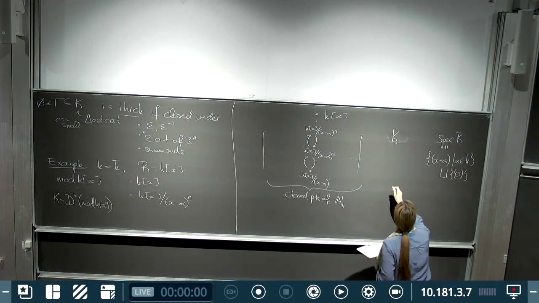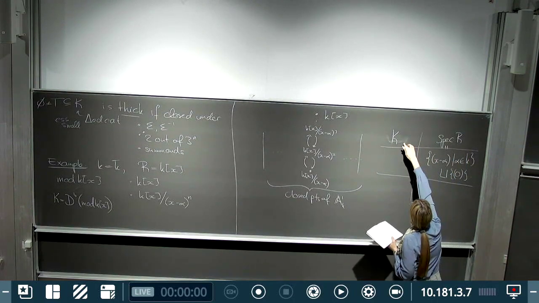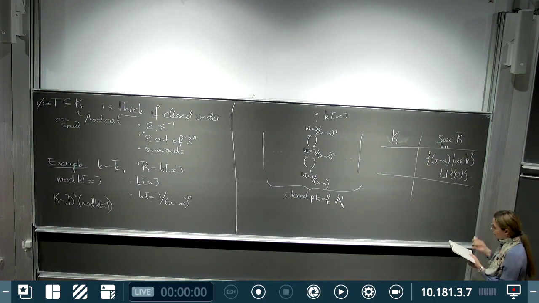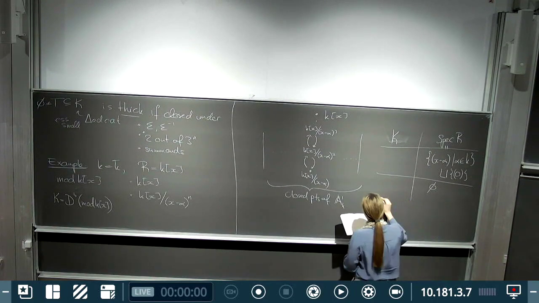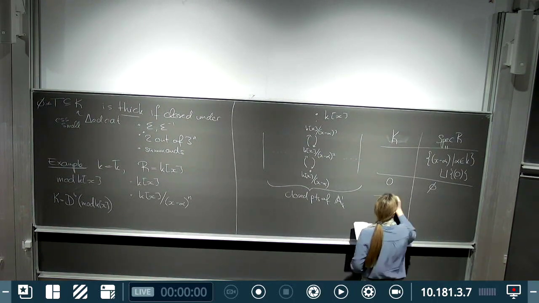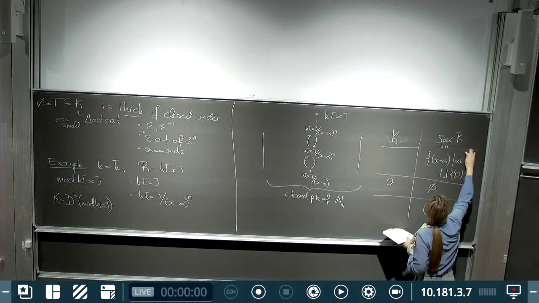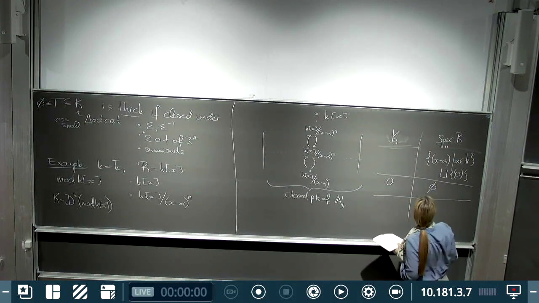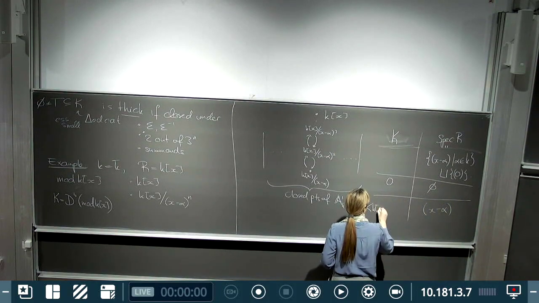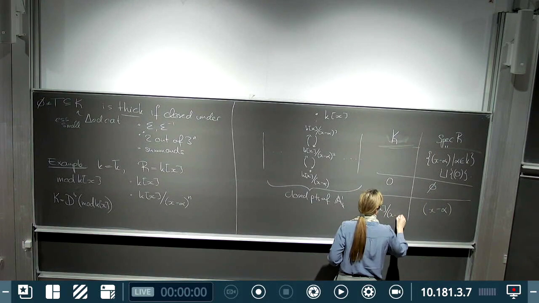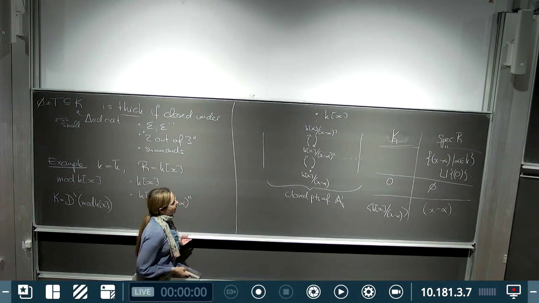So somehow the picture, then you could think of the whole thick subcategory as belonging to Spec R. You could think of the empty subset belonging to the trivial thick subcategory, which is just 0, and then you could think of each of your closed points as your tube that has this module at the bottom. Okay.